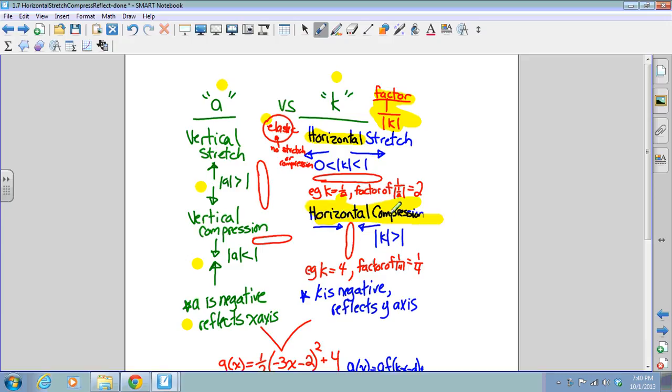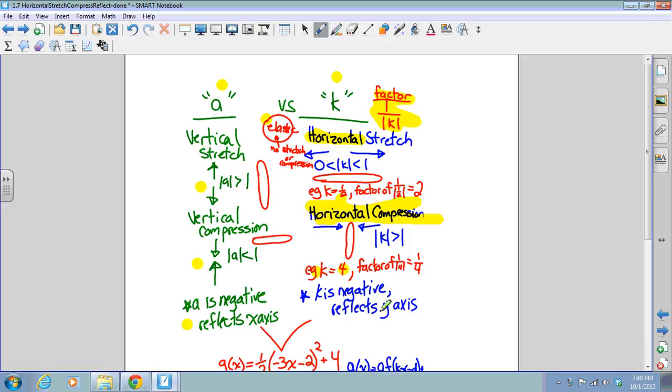In doing so, ladies and gentlemen, you make it look narrower even though you're pushing it. But just remember, it's from the horizontal push that's causing this. So an example of that would be in your equation, k would look like 4. And remember, you would make it 1 over the absolute value of k, which means it'd be by the factor of 1/4.